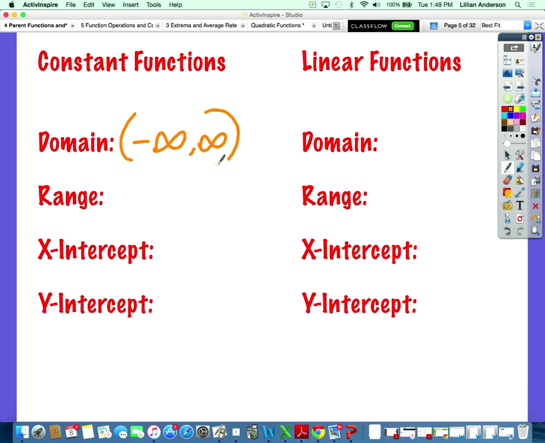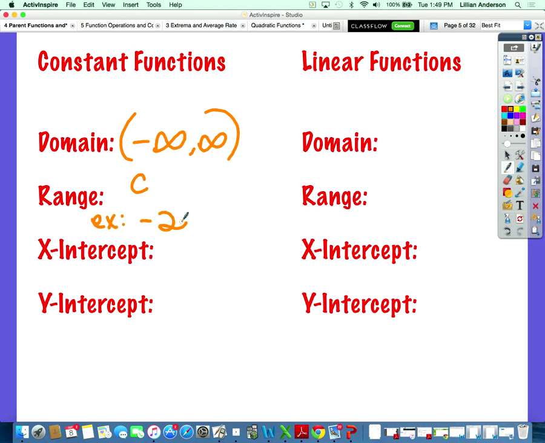What about our range, though? Henry? It's just -2. For our example, if it was f of x equals 3, the range would be what? 3. It's whatever the constant is. That is our range. So the range is going to be c, just that number, or in our example, -2. And you can't write it as an interval, it's just that one number.